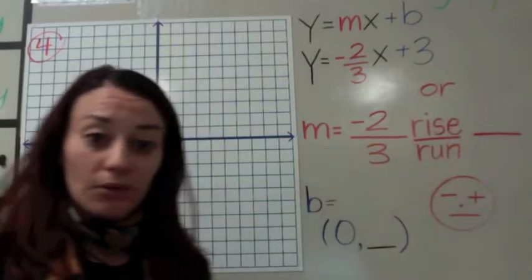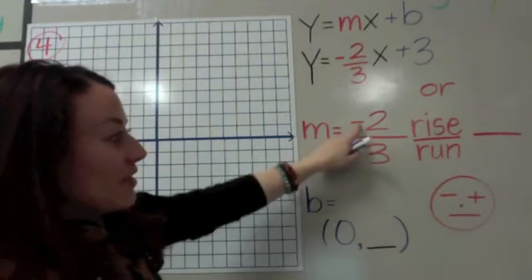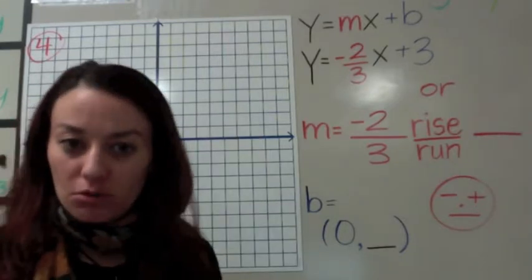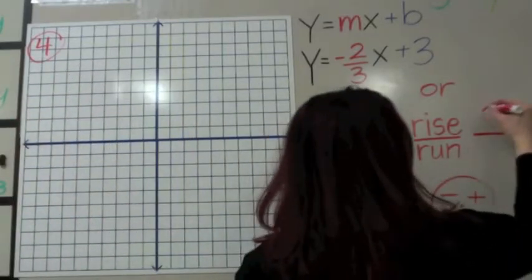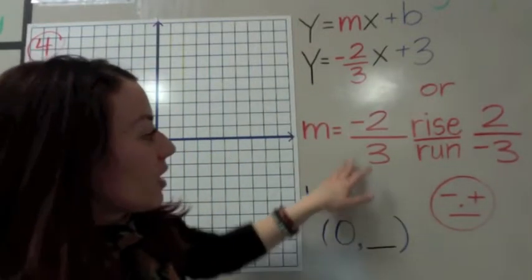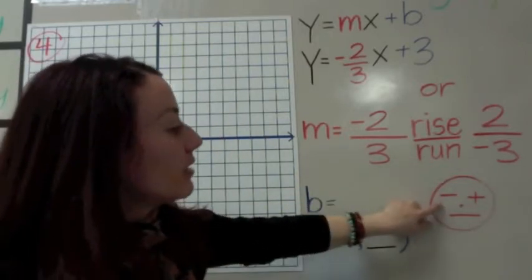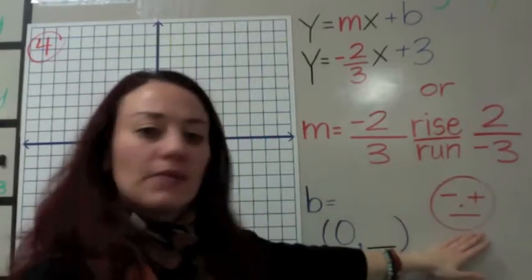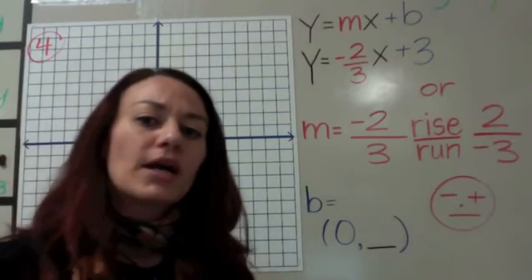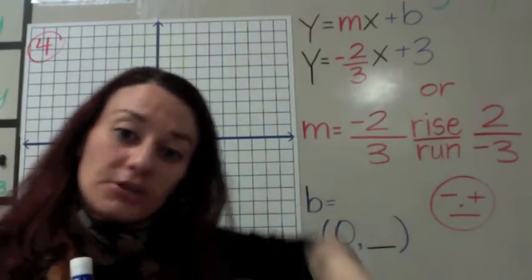Or what could we do? Remember Bob? If there's a negative at the top, that means there's one negative. That negative could also go to the run. It could go to the bottom. So watch. I'm going to write 2, but this time I'm going to make it running over -3. The reason they are both equal is because a negative divided by a positive is negative, and a positive divided by a negative is also negative, right? So it could go either way. However, what kind of slope is this? It's a negative slope. It's going to be decreasing.